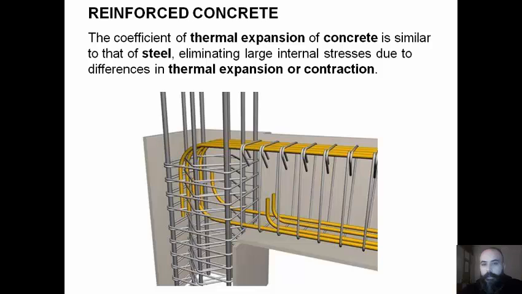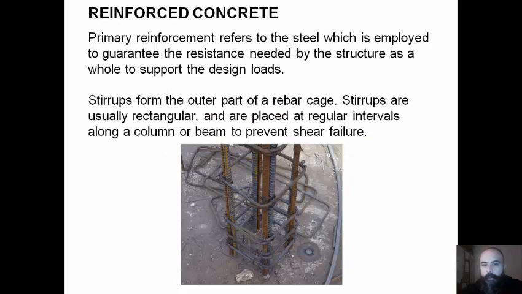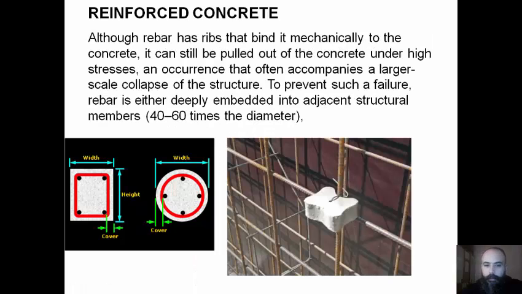The coefficient of thermal expansion of concrete is similar to that of steel, eliminating large internal stresses due to differences in thermal expansion or contraction. Primary reinforcement refers to the steel which is employed to guarantee the resistance needed by the structure as a whole to support the design loads. Struts form the outer part of the rebar cage. Struts are usually rectangular and are placed at regular intervals along a column or beam to prevent shear failure.